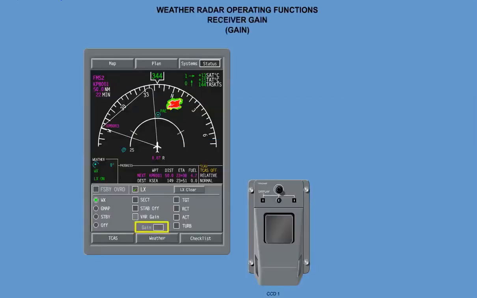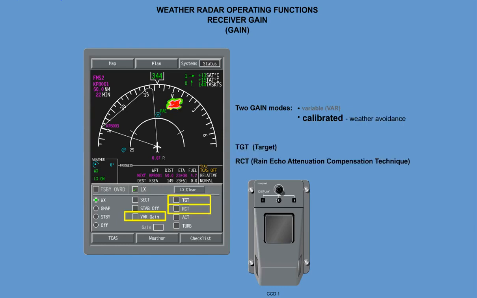The gain control varies the RTA receiver gain. There are two gain modes, variable and calibrated. The preset calibrated mode is the normal mode and is used for weather avoidance. The system will be forced into calibrated gain when RCT or TGT are selected.